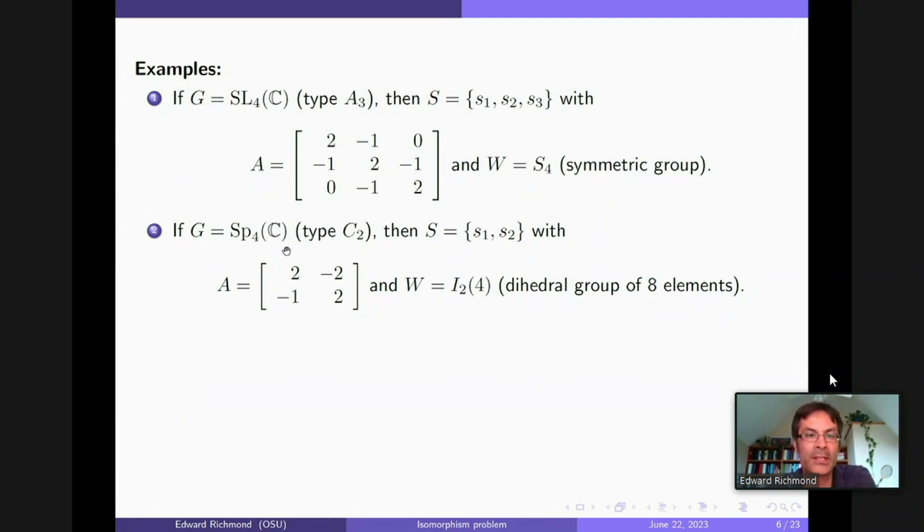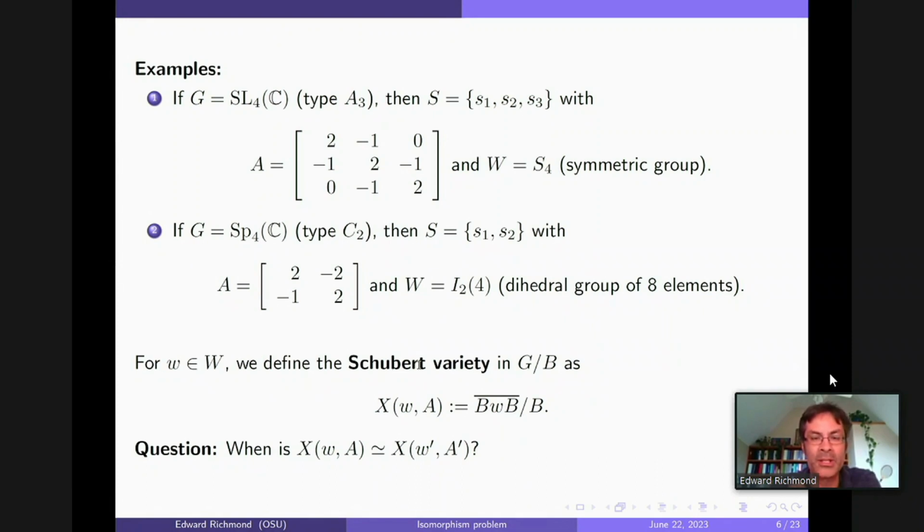Another example, you could take a look at the symplectic group Sp4. It only has 2 generators, and here you can see this is not a symmetric matrix, which is fine. Cartan matrices don't need to be symmetric. And the Weyl group in this case is the dihedral group of order 8.